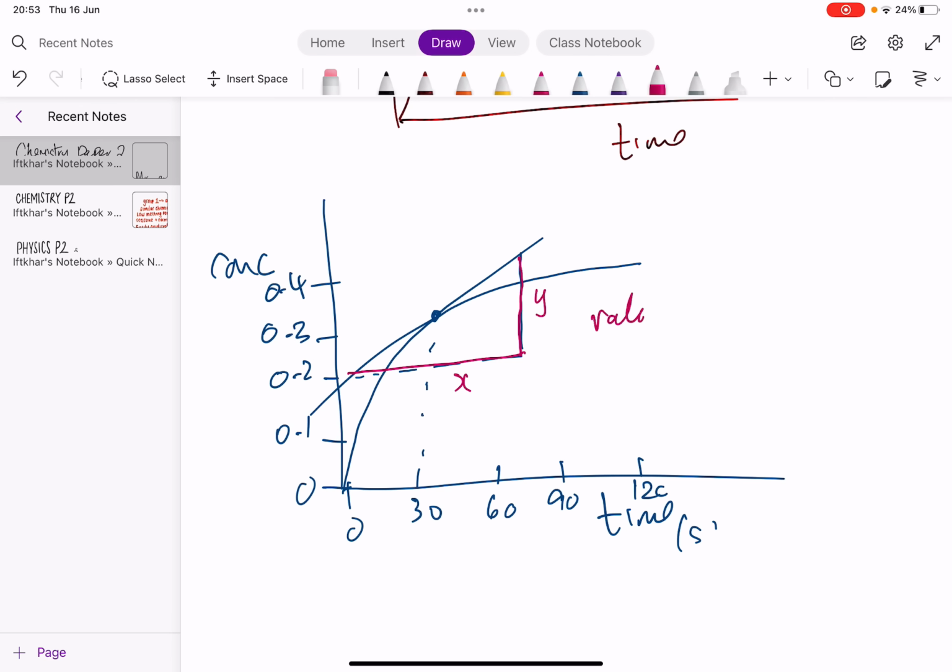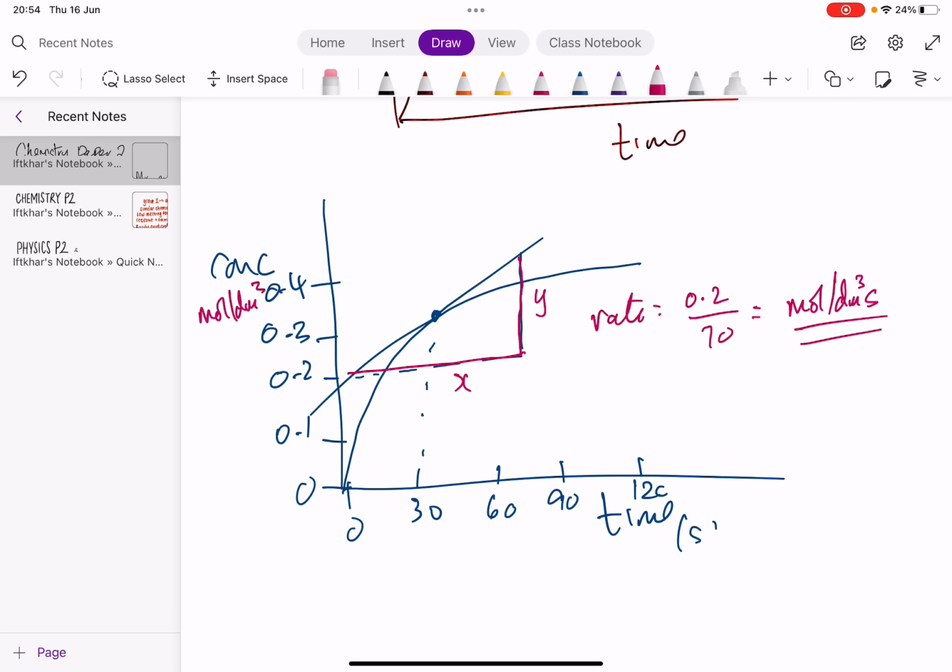So in this case, very roughly, it's about 0.2, because the concentration has gone from 0.2 to about 0.4, and the change in time is about 70. That would be your rate. Units: concentration is in mole per dm cubed, so that would be mole per dm cubed per second. So that's how you would work out rate from a graph.